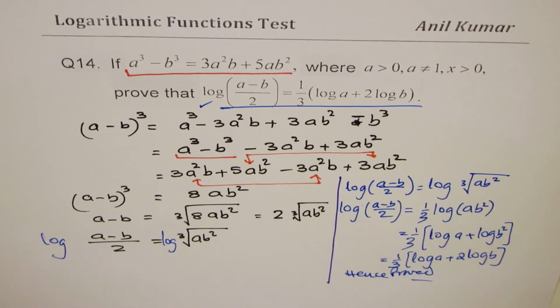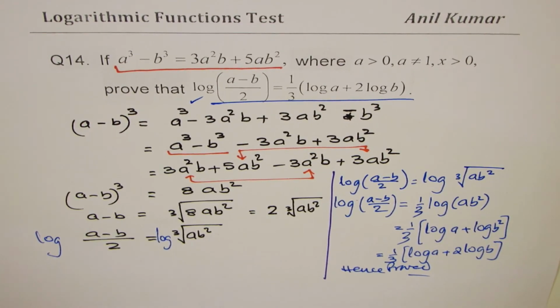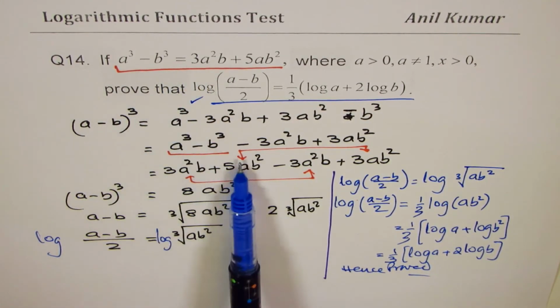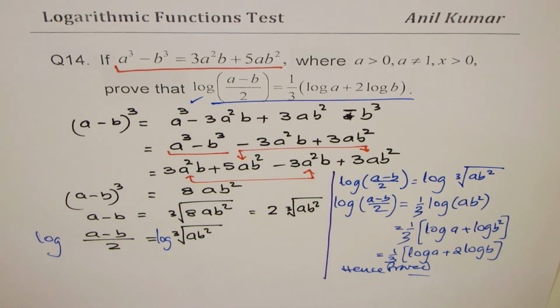So I hope the proof is straightforward. So the idea here is that you could start with the basic formula, substitute what is given, and derive what you need to prove. You would adopt this approach in question number 13 also.